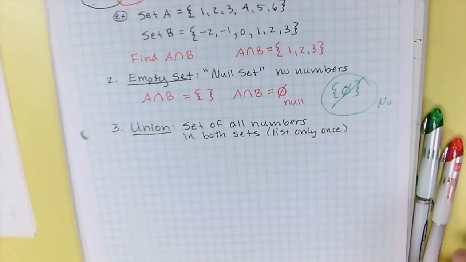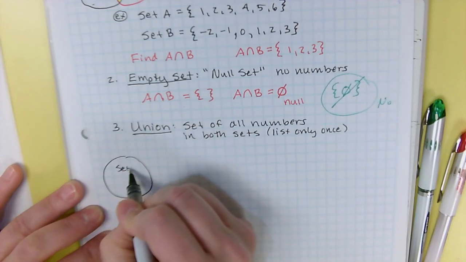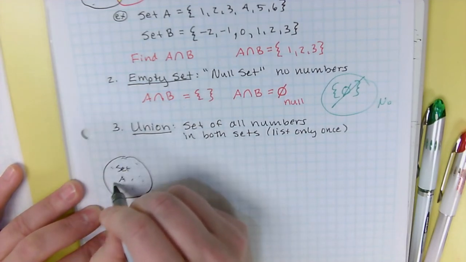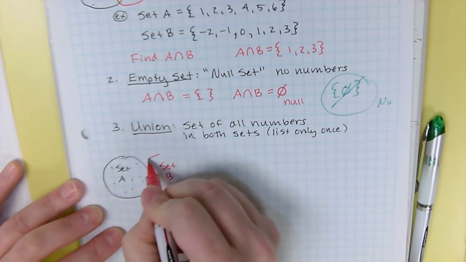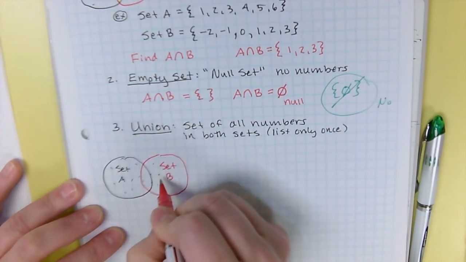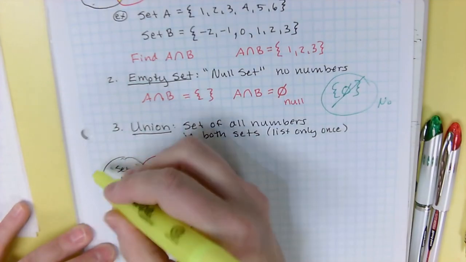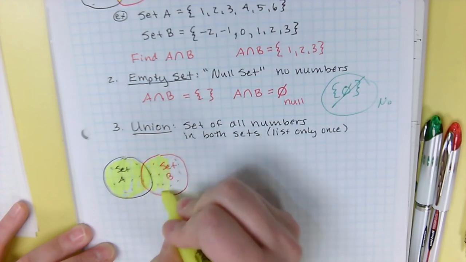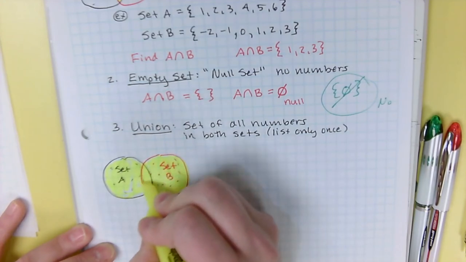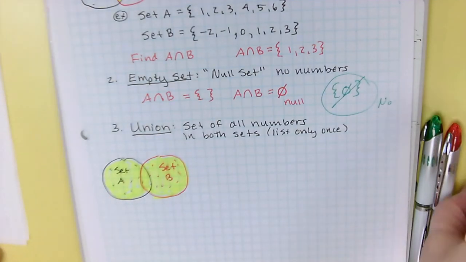Okay, so drawing our little drawing here again. Let's say you've got set A, which is a bunch of numbers, and you have set B, which is a bunch of numbers. In an intersection, it's just what they have in common. In a union, it's everything in A and everything in B. So it's everything in both sets, not just what they have in common.